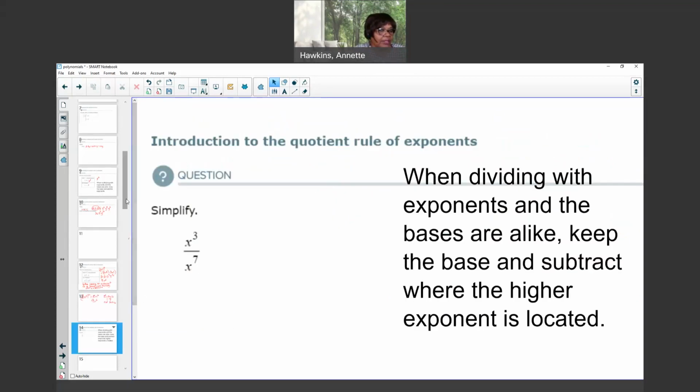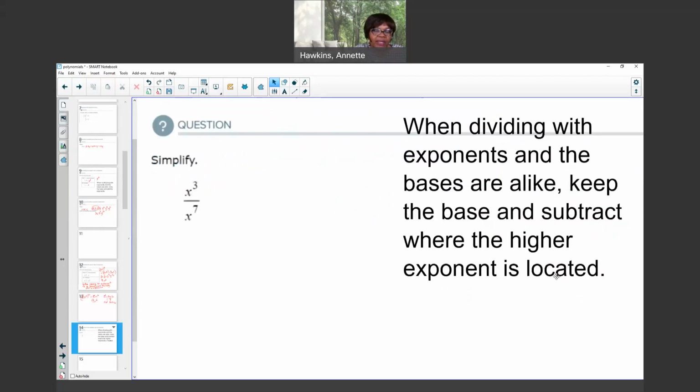All right, let's look at dividing. When dividing with exponents and the bases are alike, keep the base and subtract where the higher exponent is. So the higher exponent is in the denominator. So this is 7 minus 3. Now you can't have a headless fraction, so that's a 1 up there. 1 over x to the 4th.